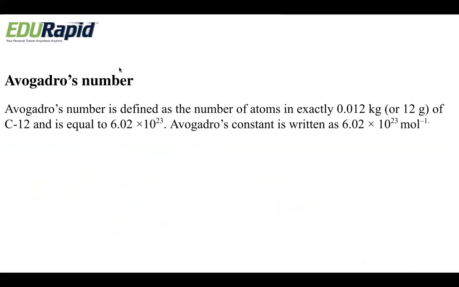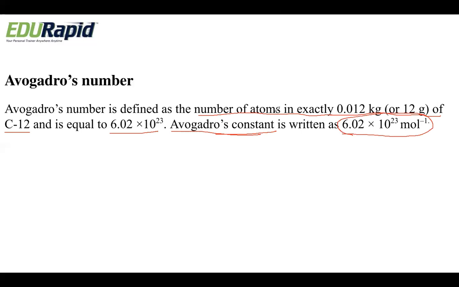We will understand about Avogadro's number. So what is Avogadro's number? Avogadro's number is defined as the number of atoms in exactly 0.012 kg or 12 grams of carbon-12, and it is always equal to 6.02 × 10^23. So we have a constant, Avogadro's constant, written as 6.02 × 10^23 per mole.